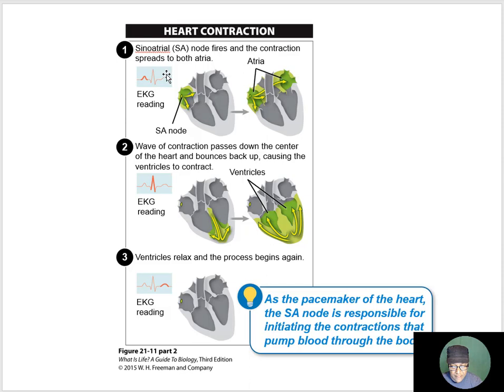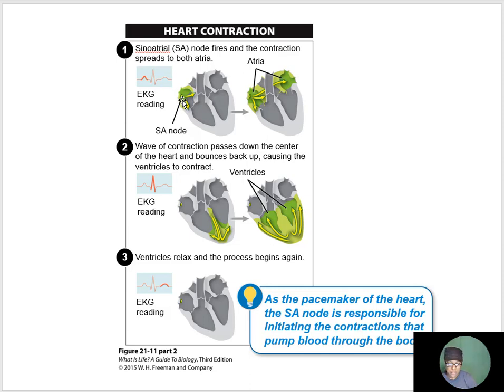So the SA node, the sinoatrial node, is sitting right here in a region of the right atria of the heart. And so when it fires and the contraction spreads to both atria, as you can see, so the electrical activity fires, both atria fire, and the wave of contraction passes down the center of the heart, bounces back up, causing the ventricles to contract, right? Then the ventricles relax and the process begins again. So it all starts with this SA node. This is also known as the pacemaker of the heart.